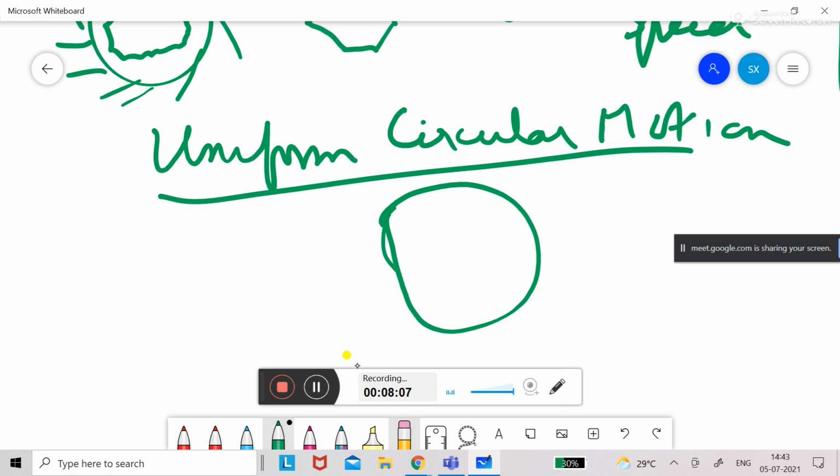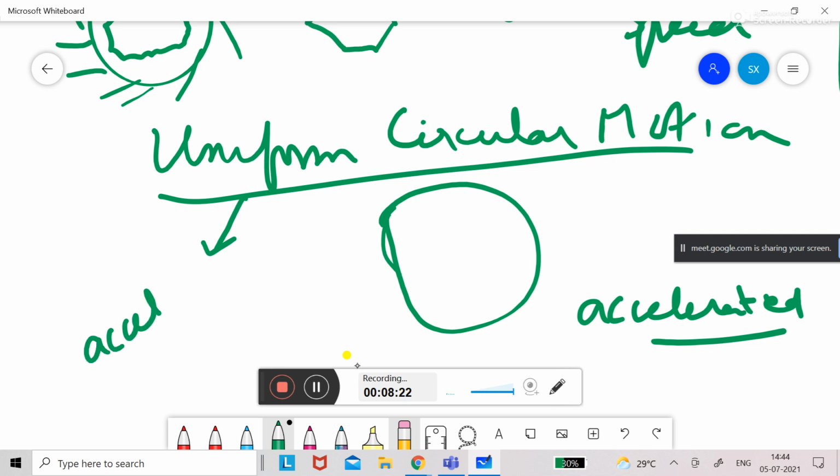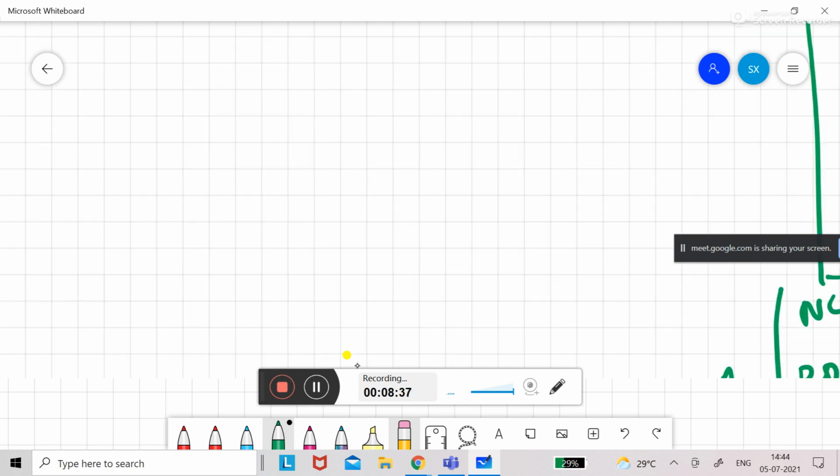Why do we call it accelerated? Because the velocity's direction keeps on changing. That is why we say it is accelerated. You understood why we say accelerated? So it is otherwise called accelerated motion. What is it otherwise called? Accelerated motion. So uniform circular motion is otherwise called accelerated motion. This is what you should write. Okay. Now you should give me an example.